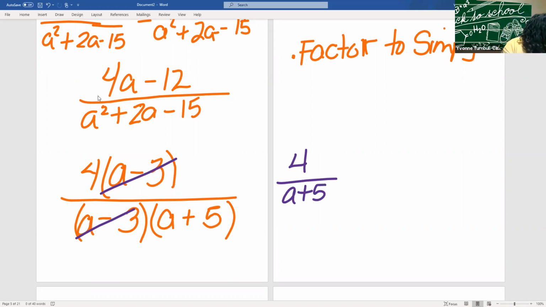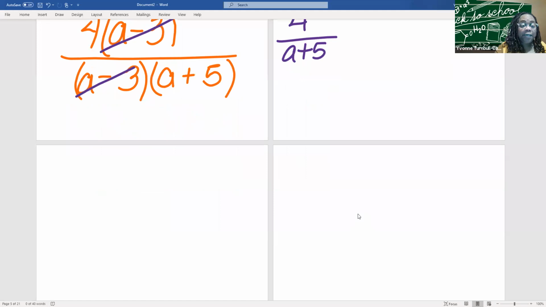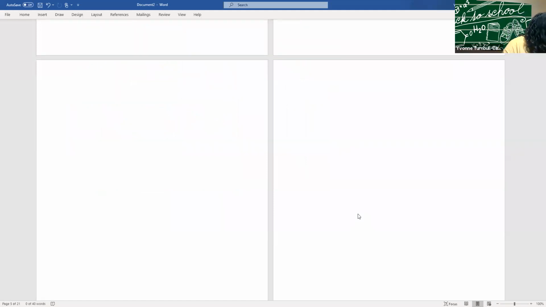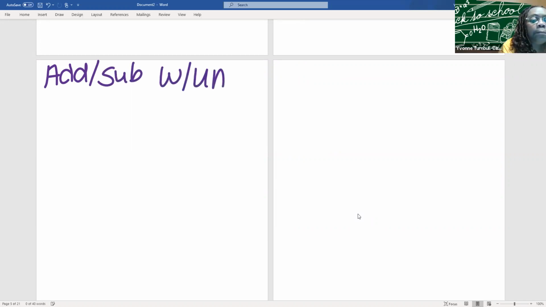Adding and subtracting with like denominators. Now, it's not always going to be that fun and simple. Just like with fractions, you have fractions that have unlike denominators. You have to find the LCD before you can actually add or subtract. So, adding and subtracting with unlike denominators.